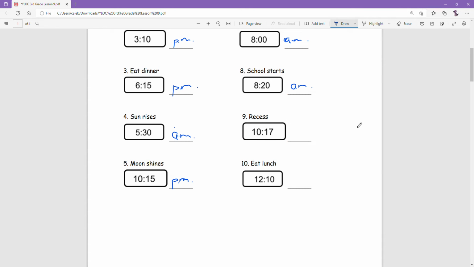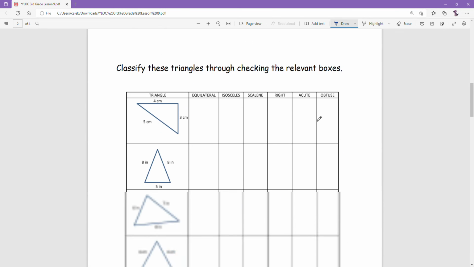Recess, it wouldn't make sense if it was PM, because you wouldn't be at school at 10 at night, which is when people usually are back home and either they sleep or do other work. So it'd be AM in the morning. And eat lunch at 12, so since it's noon, it's going to be PM. So you eat lunch at noon, and noon is PM.